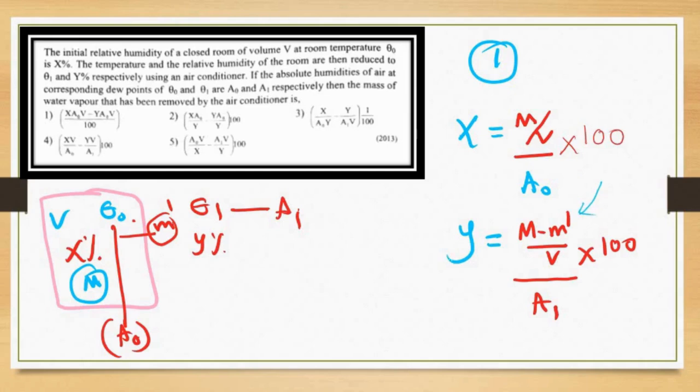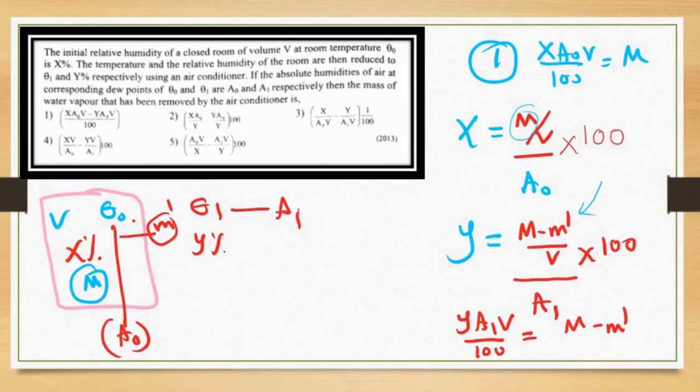Right, let's simplify it furthermore. So I'll make m the subject here. From this one I can write x into a naught divided by 100, and of course that becomes m over v, so I multiplied by v, so then m is this value. In the very same manner I'll get the answer for this one. So I get y a1 multiplied by v and divided by 100 equals m minus m dash.